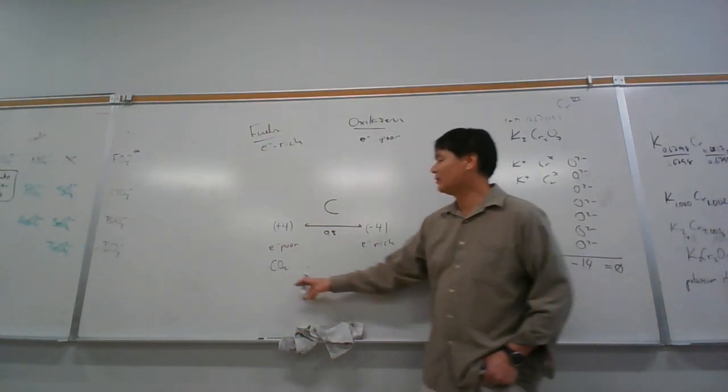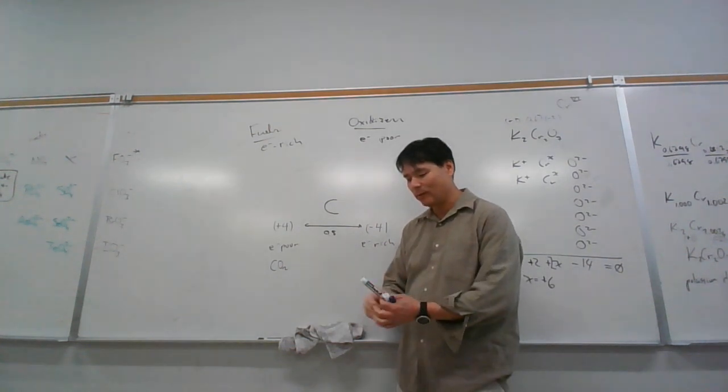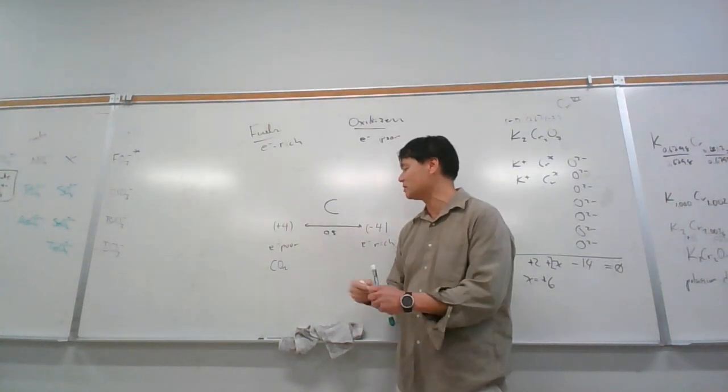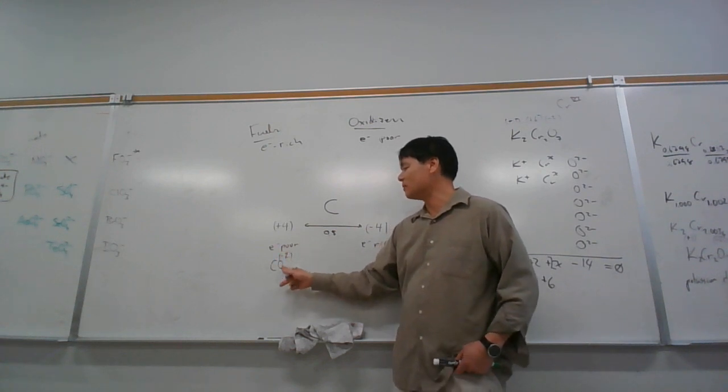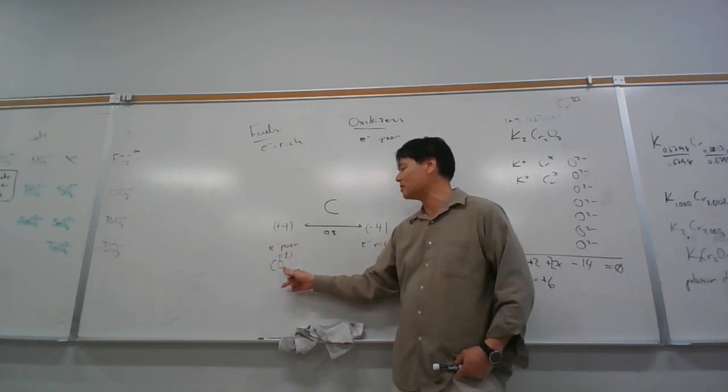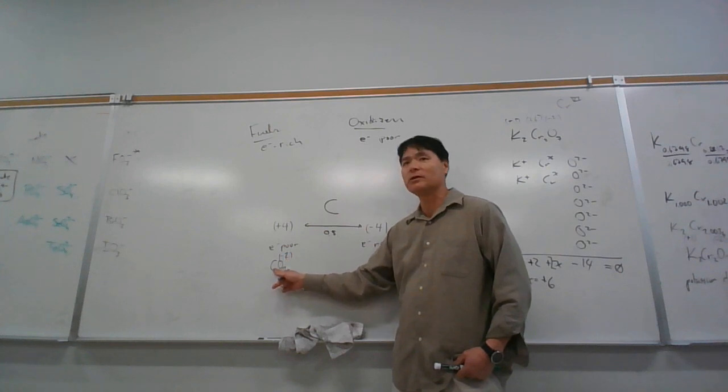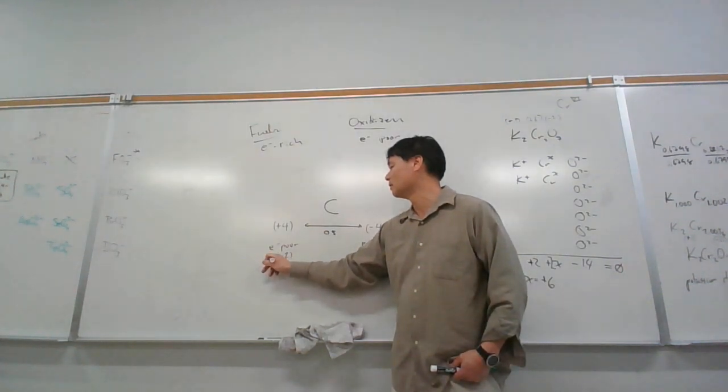Whereas, how do I know this is +4? Well, the way we do it is the more electronegative oxygen is going to get its usual charge, which is -2. And if oxygen is -2, we have 2 of them. So 2 times -2 is -4. Therefore, carbon must be +4.